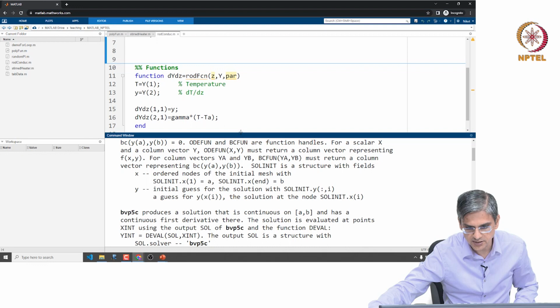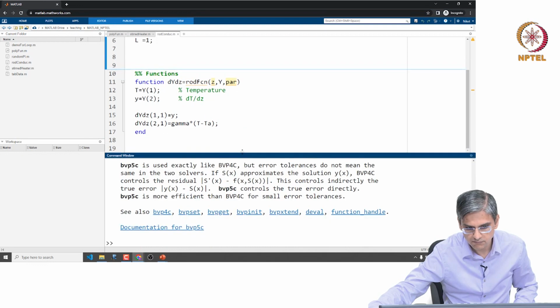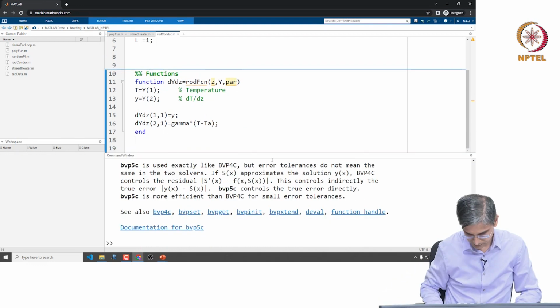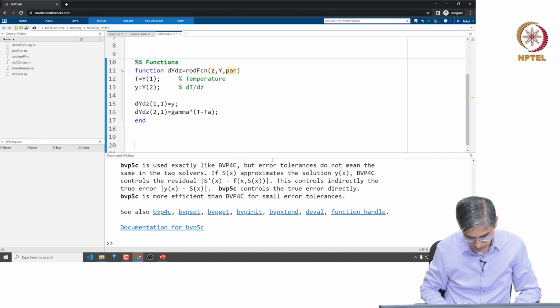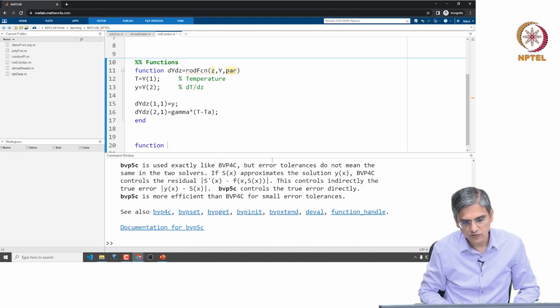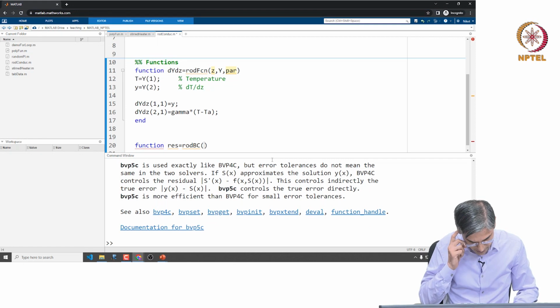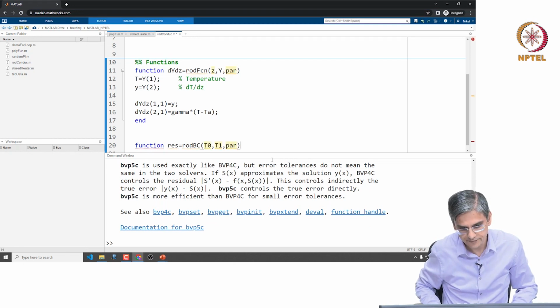So, let us write this out. Function residual is equal to rod BC for boundary conditions, and what do we have? We have T0, T1 and param.